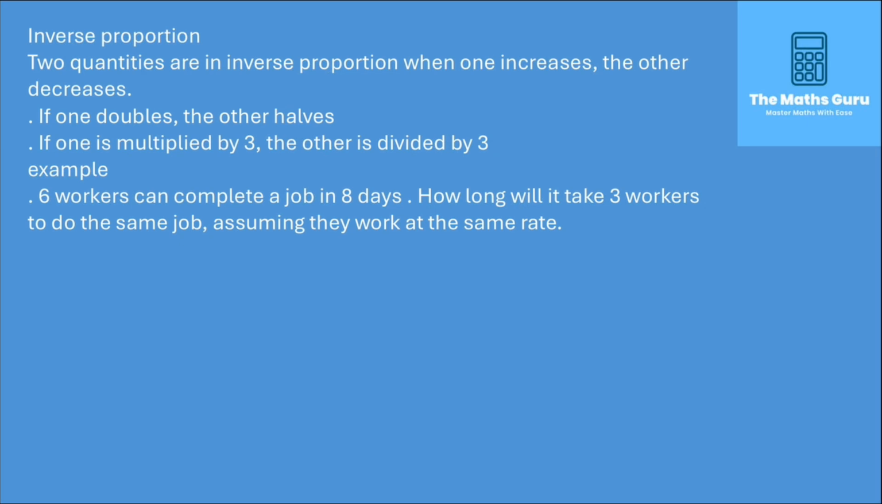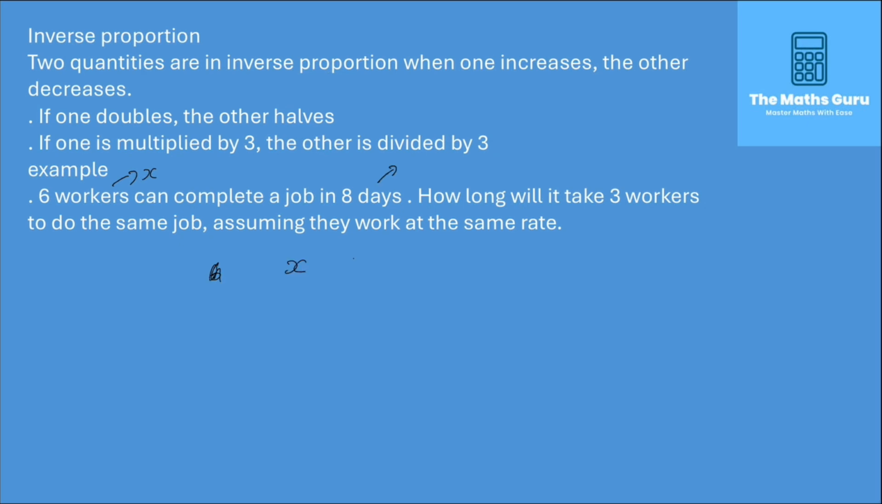So, a real world example would be 6 workers can complete a job in 8 days. How long will it take 3 workers, less time obviously, to complete the same job? So, let's see, I haven't filled in the answer here. So, 6 workers is our x, and this is going to be our y.